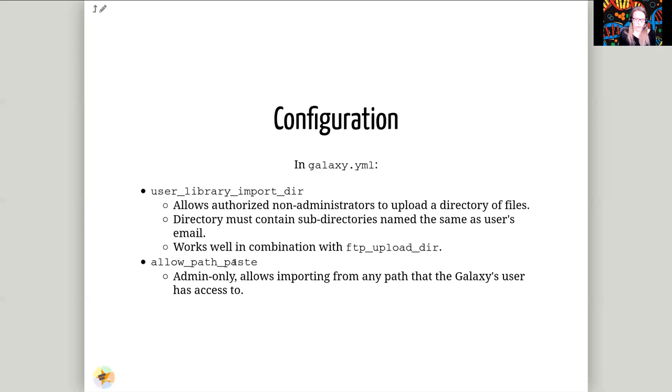Then there is the allow path paste option, which will allow admin users to import data from anywhere on the server that the user that is running Galaxy's process has access to into a data library. So this is the main overview, and now I will just give a demo of how this looks in action.